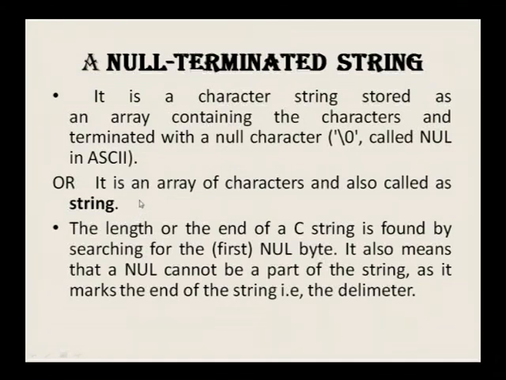So a null terminated string is an array of characters, and the length or end of a C string is found by searching for the first null byte. Every time keep in mind, we cannot have a null character as a part of the string. If it is a part of the string, then the system is going to assume that it is the end of the string.